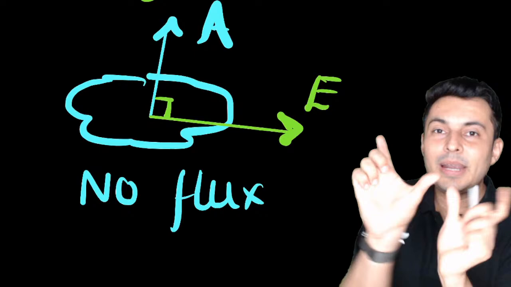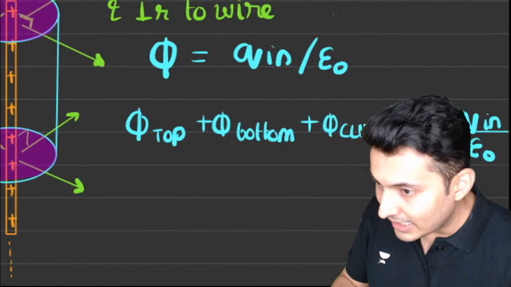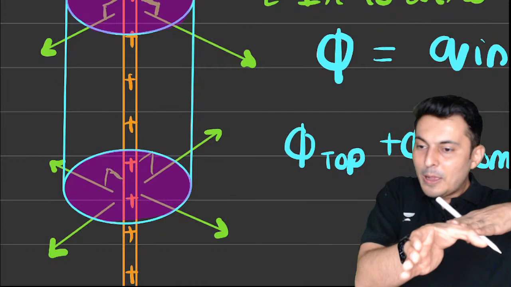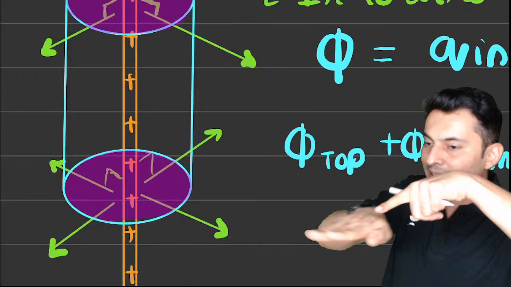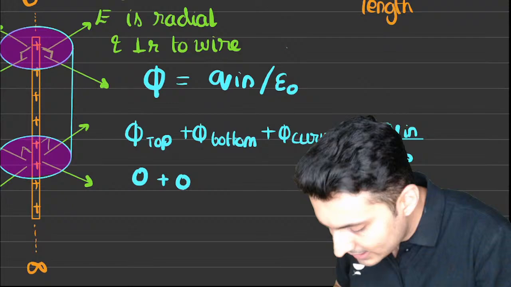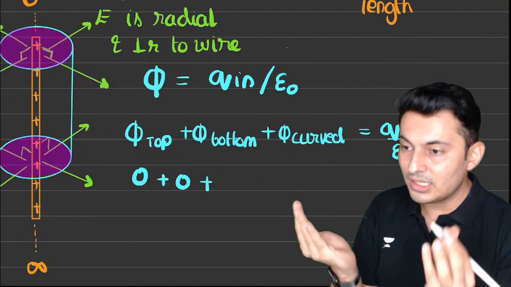So can you tell me the contribution of the flux at the top part and at the bottom part? I think it is just parallel to that surface. It is not going inside or out of that surface. It is not going in or going out of that surface. Hence, their contribution should be big fat zero, right? Zero plus zero. But on the curved surface, it is definitely contributing.